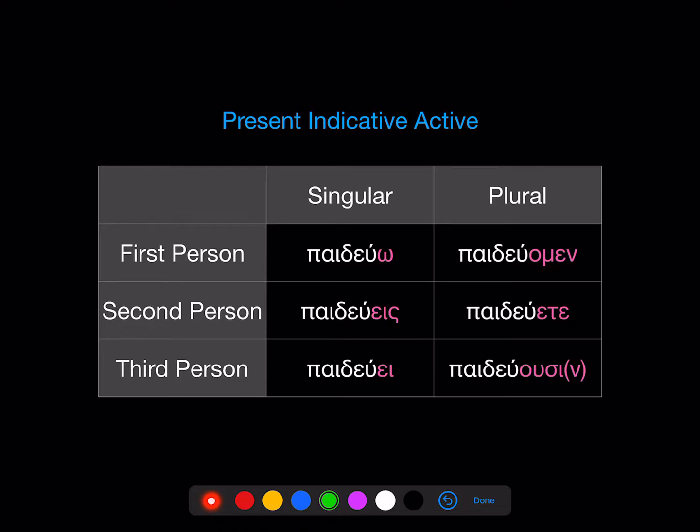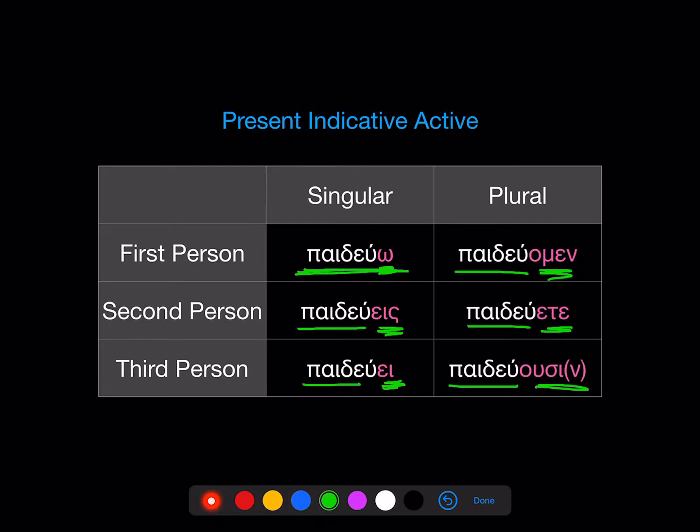All right, so this is the chart of the present indicative active of paideo, which is the verb that we're going to use as our example verb. Paideo means to teach. So here's the stem, paideo, throughout the chart. So that's the stem. And then look at the endings. So we have different endings for the first, second, and third person, singular and plural. So by looking at a Greek verb, looking at its ending, you can tell what the subject is.